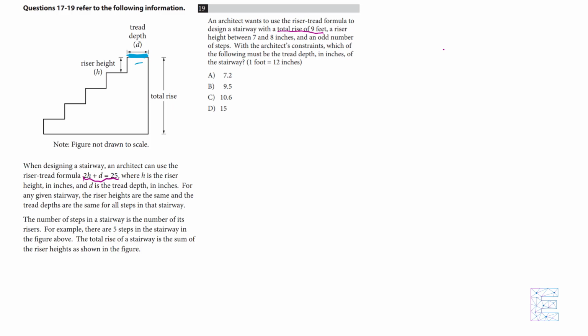So first things first, on the question, we were given that the stairway had a total rise of 9 feet. And we also notice that the riser height has to be between 7 and 8 inches. One thing that jumps right out at us is that we have 2 different units. We have feet and inches, and we never can work with 2 different units. So the first order of business is changing these 9 feet to inches. And we can do that by multiplying 9 times 12, because we're given 1 foot is 12 inches. So 9 times 12 gives us 108 inches. So the total rise for the stairway is going to be 108 inches.